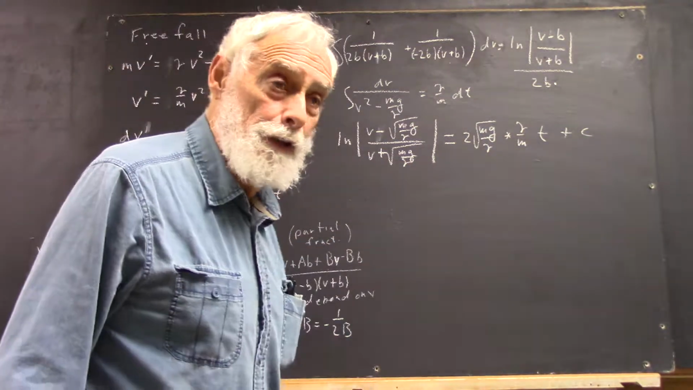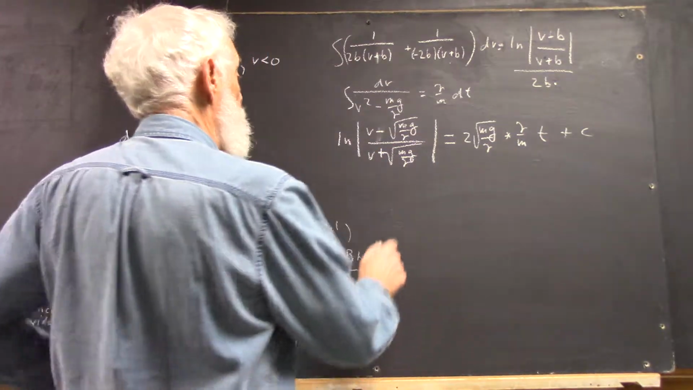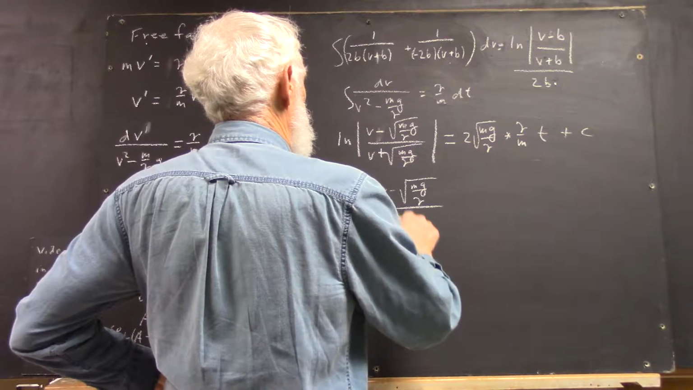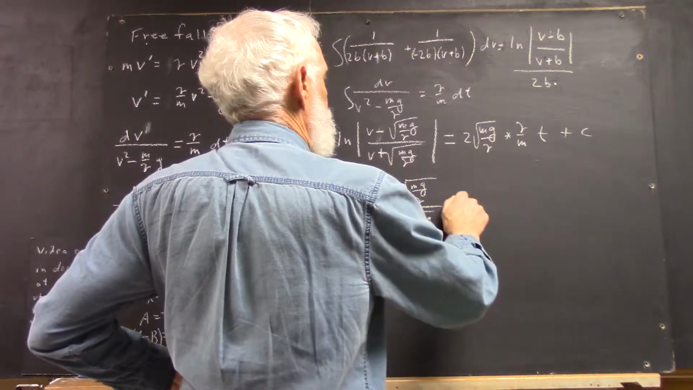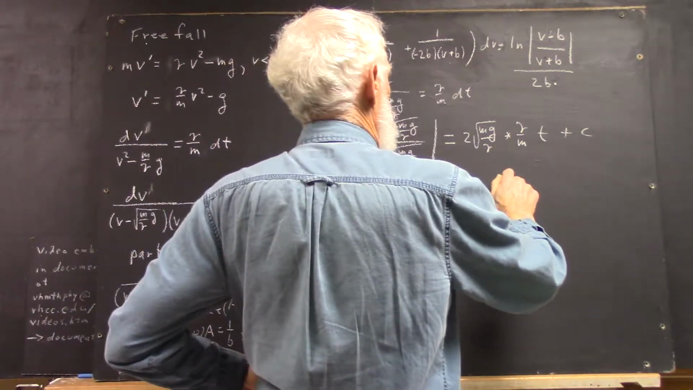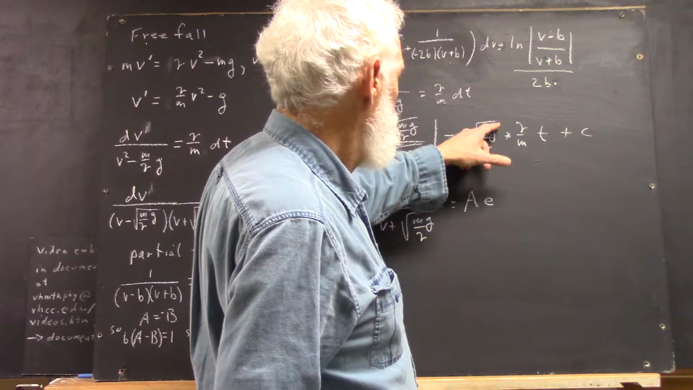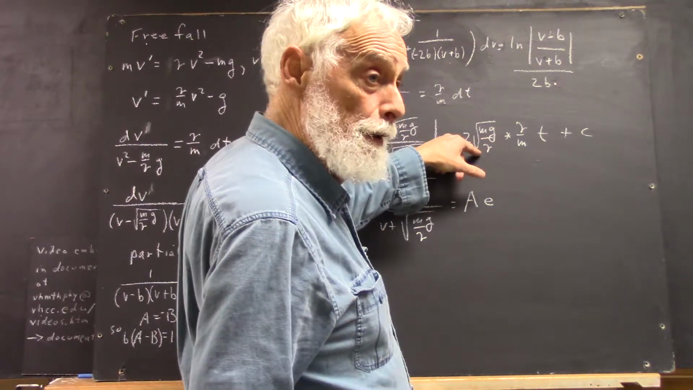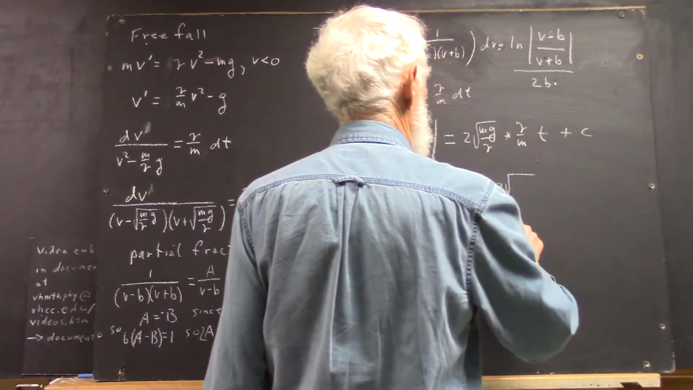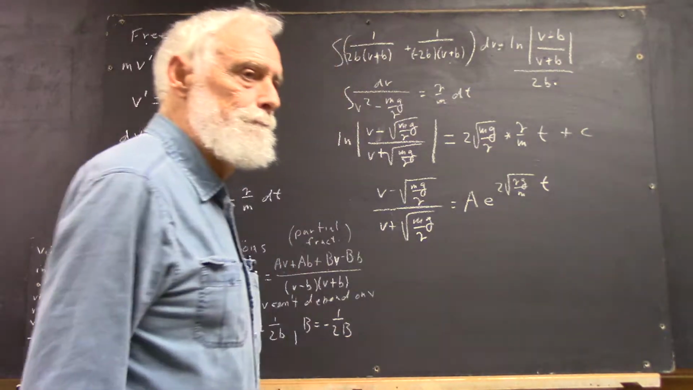Now we're kind of on familiar ground here, except that this term's a little more complicated than what we're used to. We exponentiate both sides, and we find that v minus the square root of mg over gamma divided by v plus the square root of mg over gamma equals a e to the, okay, now we got a gamma over m here and a m over gamma here under the square root. So we're going to have 2 times the square root of gamma g over m times t, if I did that right.